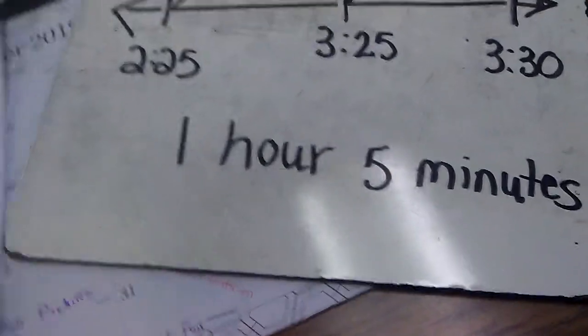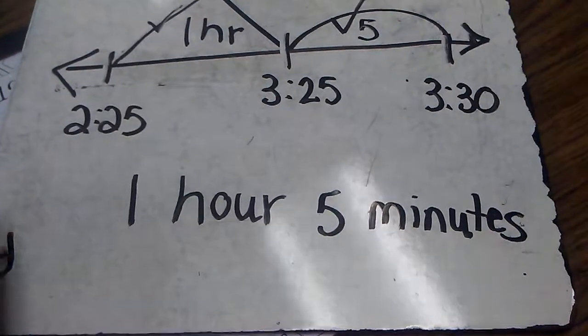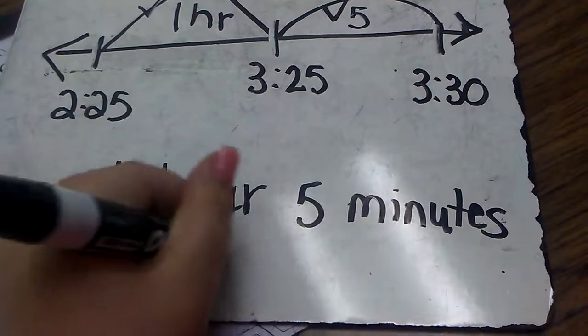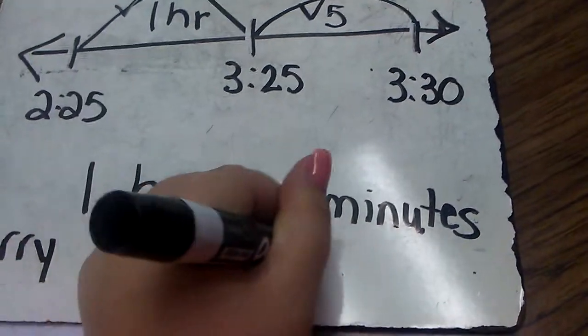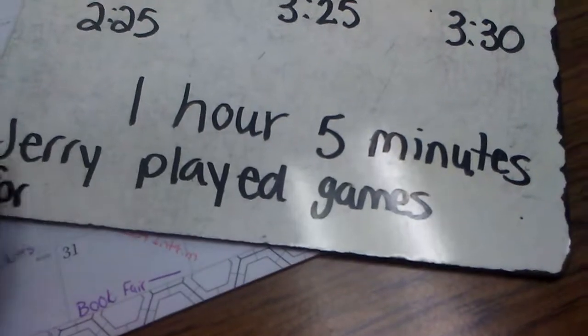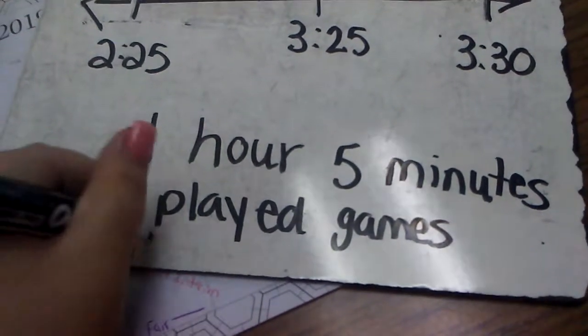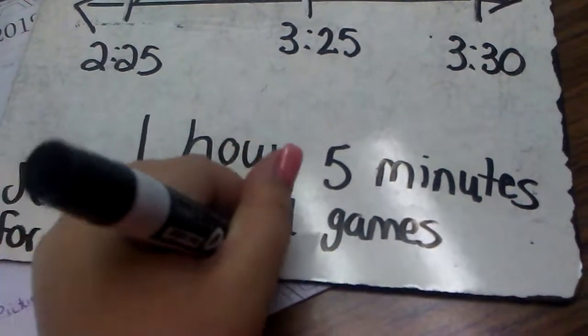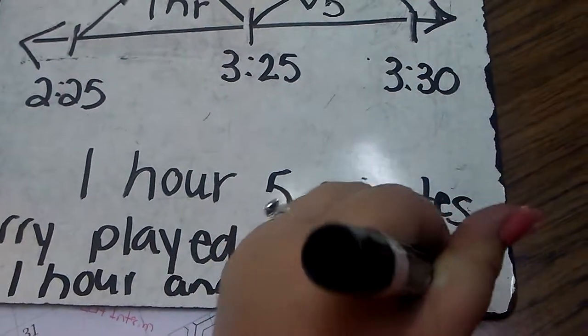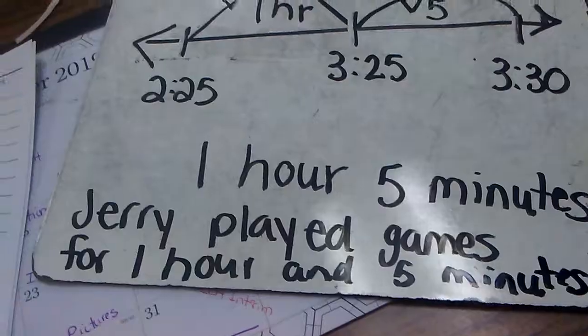And I could write it in a sentence to show the read, draw, write process. So Jerry played games for 1 hour and 5 minutes. Okay, let's do another one.